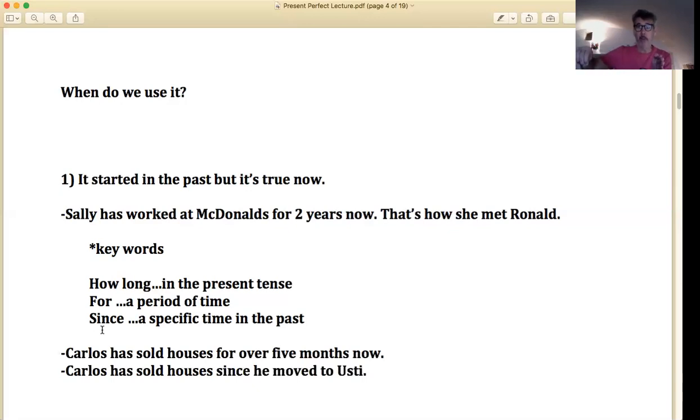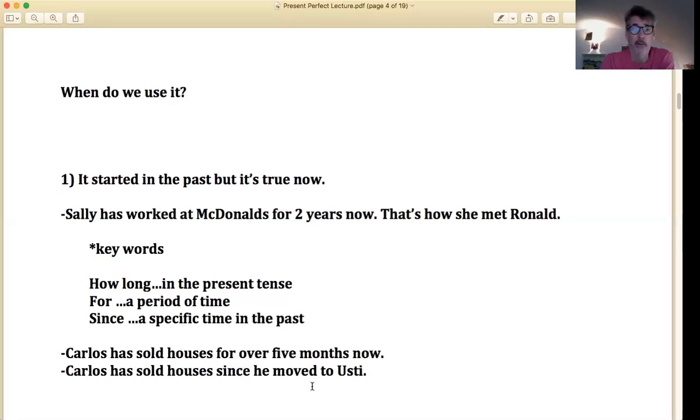Since my mom married Tibor, since I started school at UYEP, since 1962, since I met Boženka. All right. So this is a specific time, and we use since to cover that. Since up until now in the present perfect, or for how long. So these are keywords. Here's an example with Carlos.